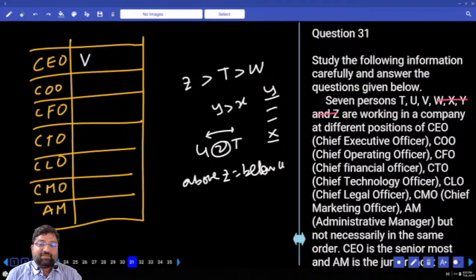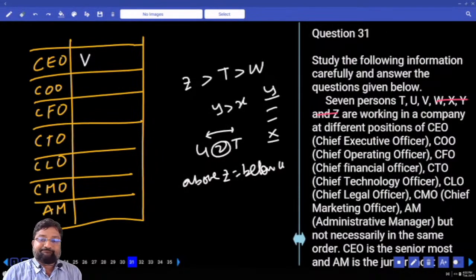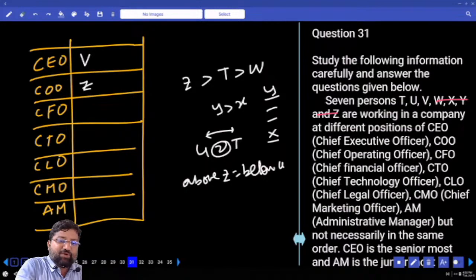Next, what are the places? Where can I go for Z? What are the possibilities that will help me to get the answer with Z? Because along with Z, I can fix the position of U. When I fix the position of U, I can also fix the position of T. Now tell me, where can I take Z? Can I take Z as COO? Can I take Z here? It's all about exploring the possibilities.